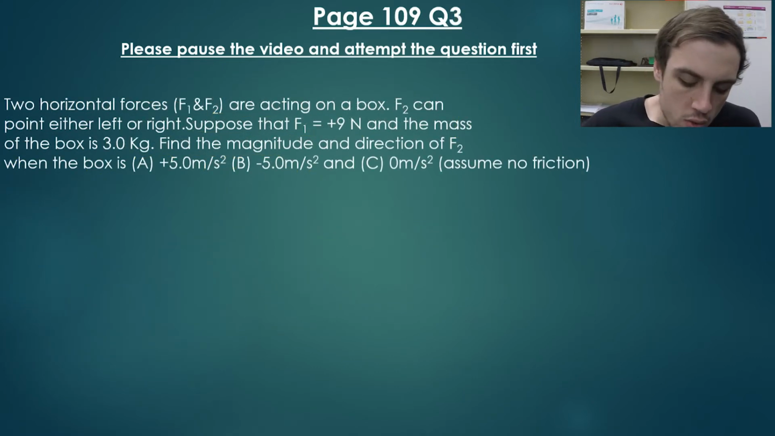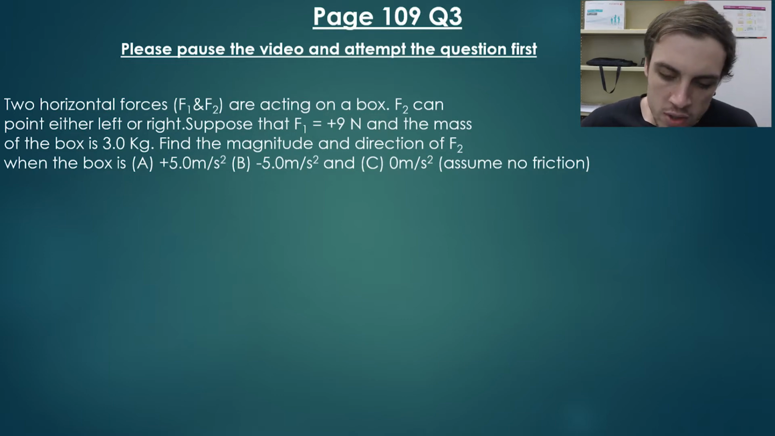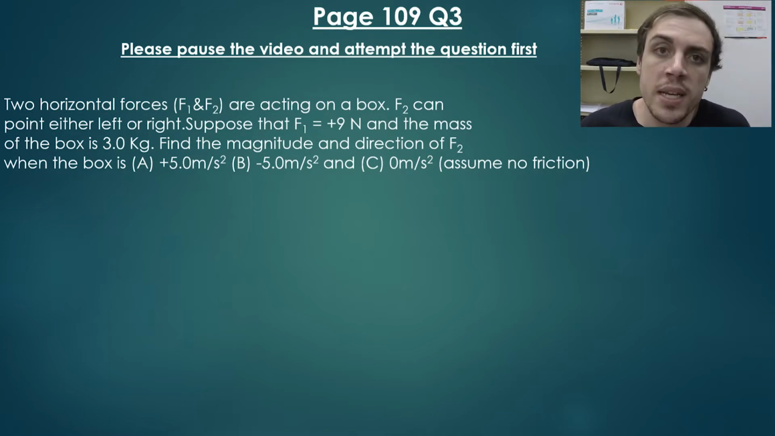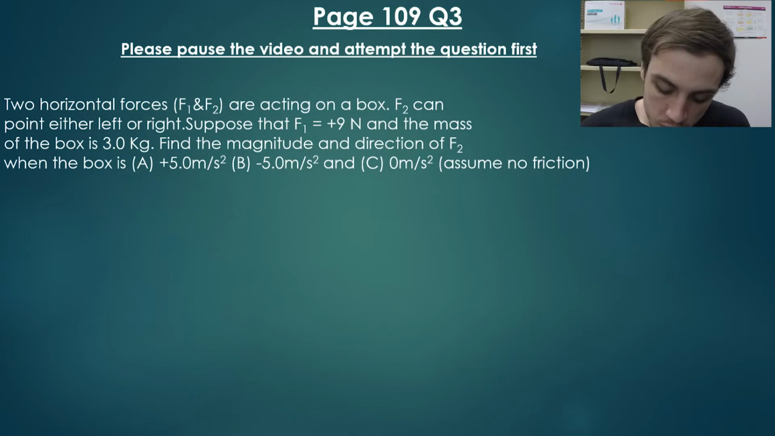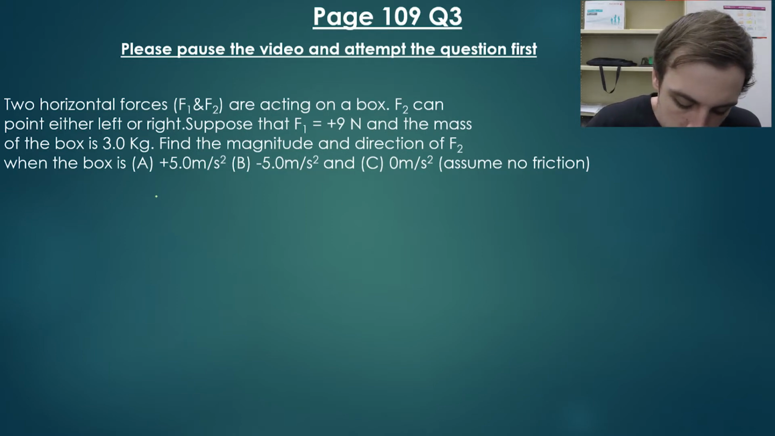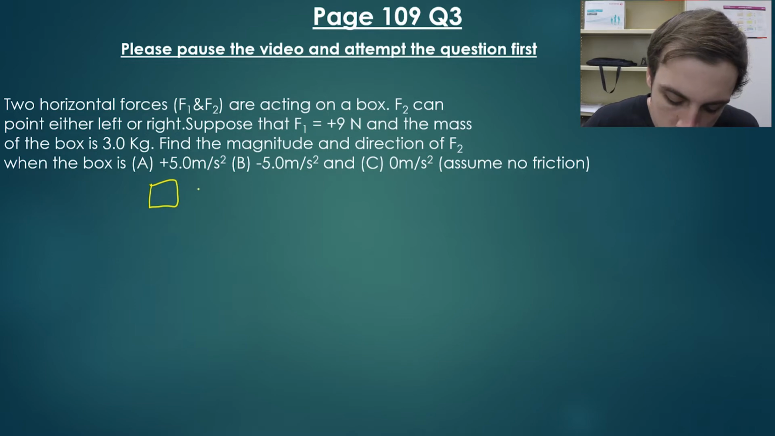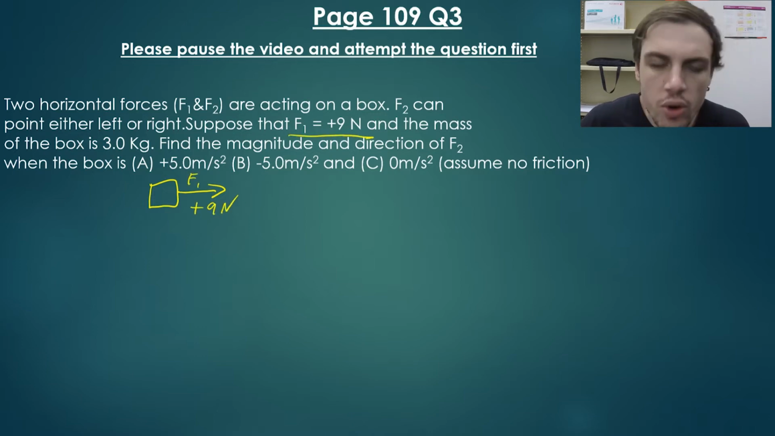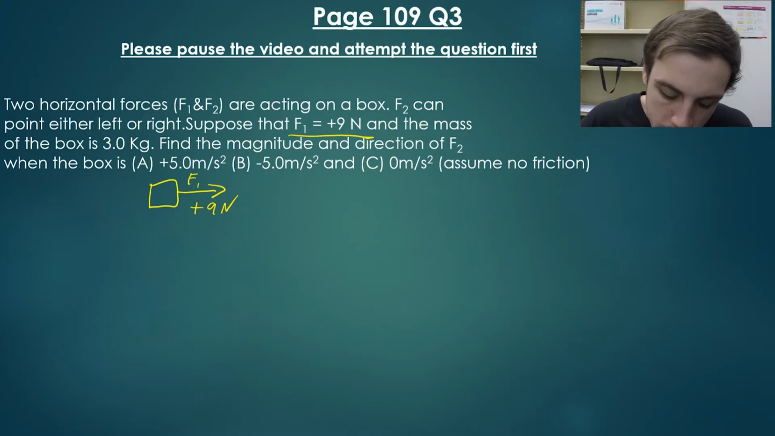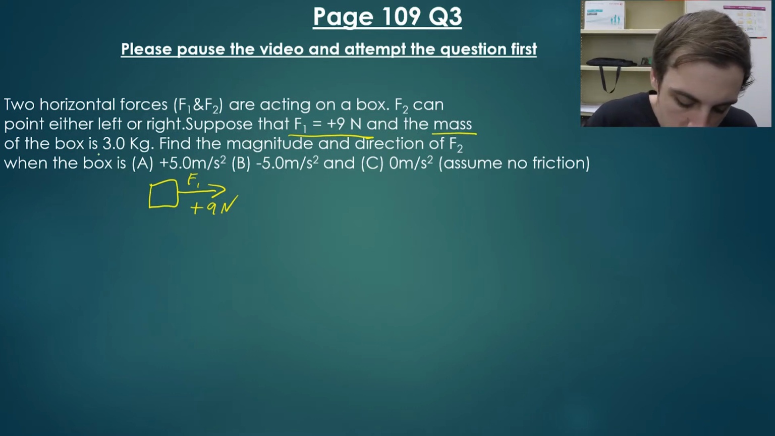Two horizontal forces are acting on a box. If you have your textbook, I recommend going to this question, because there is actually a picture there that will help you. F2 can point either left or right. So we're going to have a box, and we have F1 pointing this way. F1 is plus 9 newtons, so we can see that here, but we don't know where F2 is. And the mass of the box is 3 kilos.